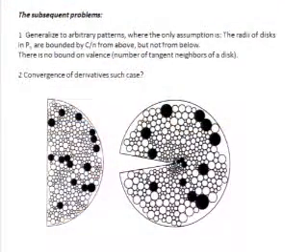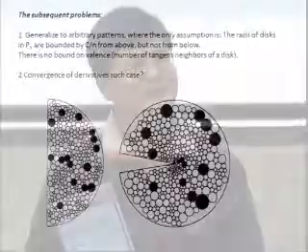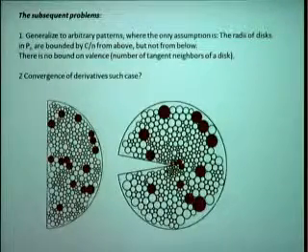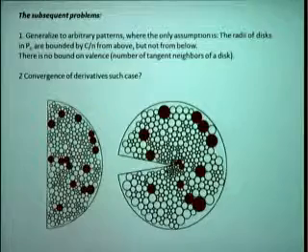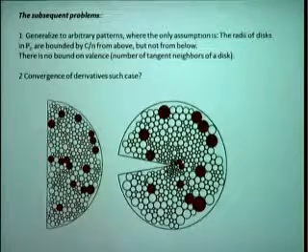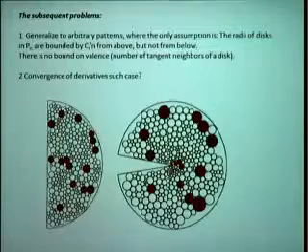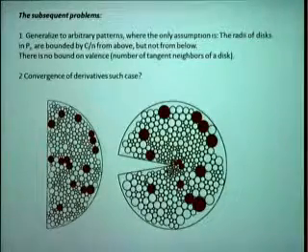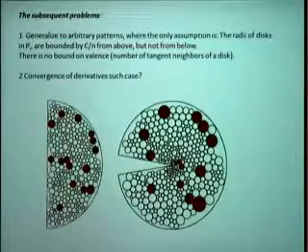Now, the problem for us, after all this work, was to generalize to arbitrary patterns. This is actually a picture made by Oded. With arbitrary patterns, there's no restriction at all on the combinatorics. There's no bound on the valence, so a circle can be tangent to as many other circles as you like, and some circles can be really small. And what about the convergence of derivatives in such a case? This was the open problem in the early 90s.